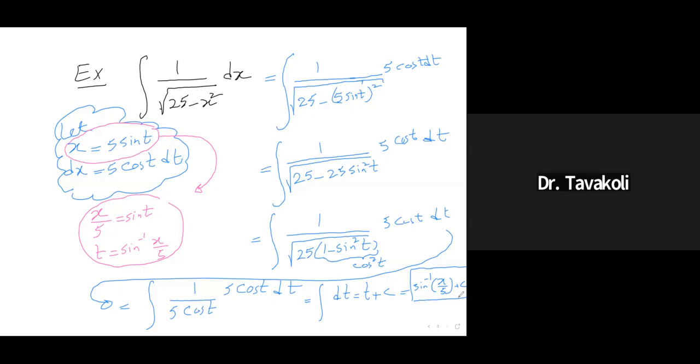Let me write another example, and please try this on your own. Although this example is a little bit more complicated than the previous example, from the beginning it doesn't look more complicated. The integral of the radical of 100 minus x squared dx. I want to use an appropriate substitution and do this integral.